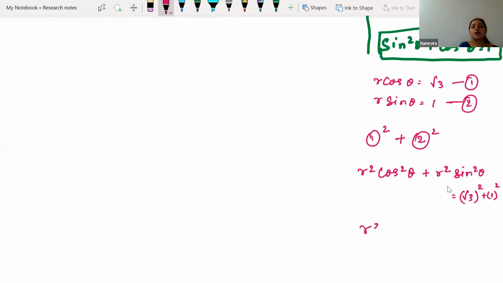Here, r square you will take common on the left hand side. It became cos square theta plus sin square theta. And on the right hand side, it became only 3 plus 1. Cos square theta plus sin square theta, we know trigonometry says it's 1. So r square is equals to 4, and r value is equals to positive 2 we will be taking, because we are talking about the distance from the origin. So this is one of the methods for finding r.